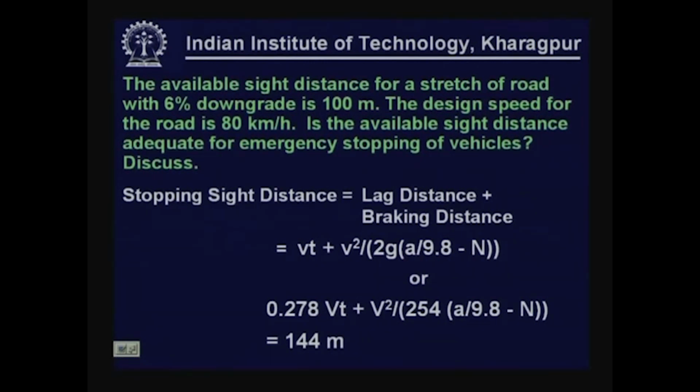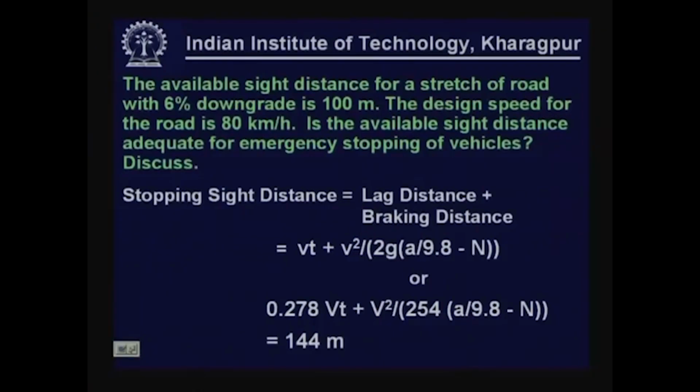You know that if we take AASHTO recommendation, then the stopping sight distance can be calculated as shown here, lag distance plus braking distance. So, one can apply a comfortable or the design value for deceleration. Here the n value is negative for downward slope, so it is written as minus n. You can calculate the value, it is 144 meter, which is more than the available sight distance of 100 meter. So, what are the options?